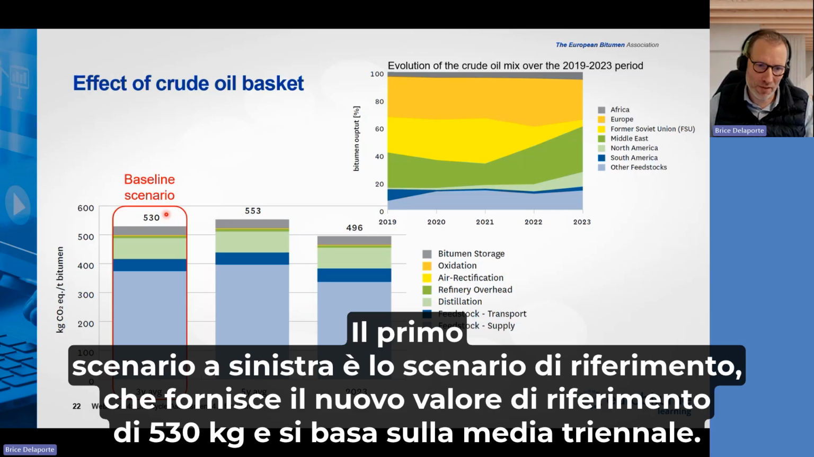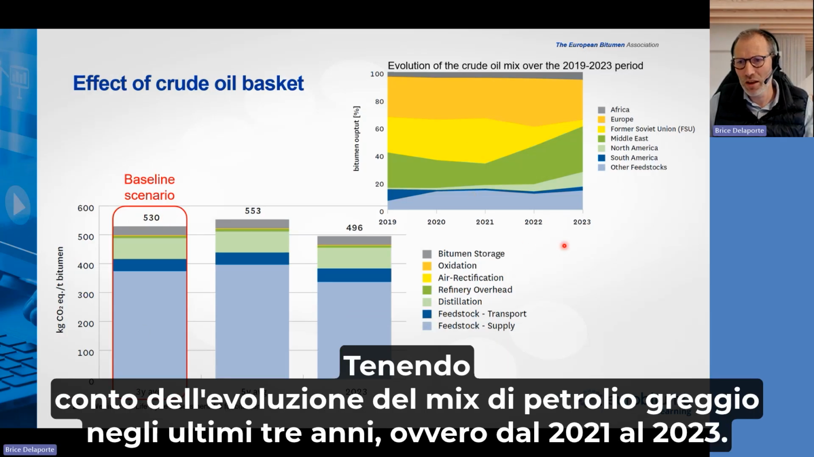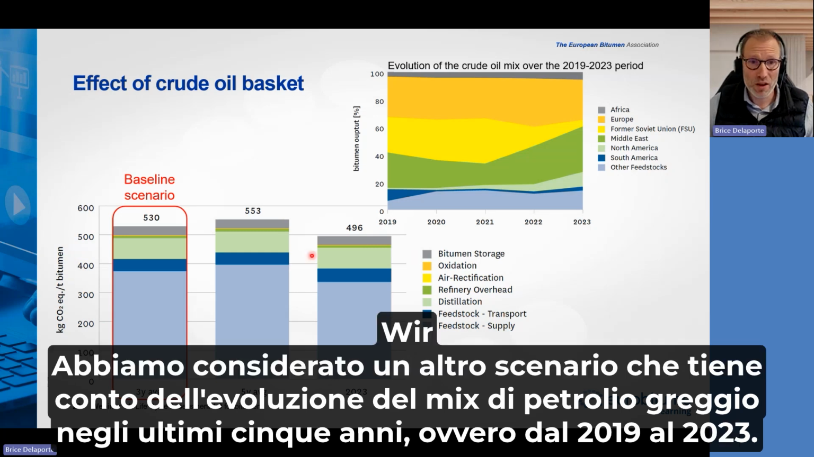It is based on the 5-year averaging, so taking into account the evolution of the crude oil share over the past 3 years, I mean from 2021 to 2023. We considered another scenario taking into account the evolution of the crude oil mix over the 5 past years, so from 2019 to 2023. So you have this figure.